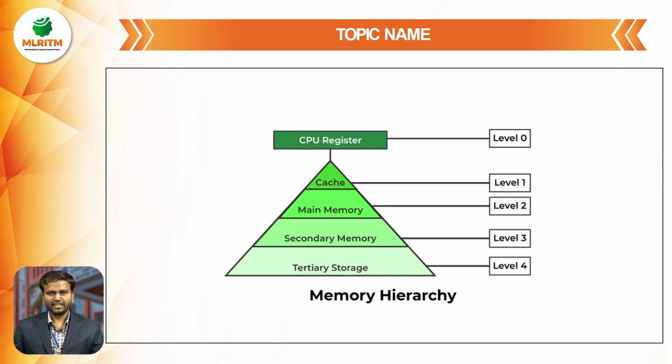Diagrammatically, the CPU registers are represented as level 0. Level 1 is the cache, where junk files are stored. Then the main memory, where instructions are executed, and then secondary memory and tertiary storage. The memory hierarchy diagram is represented here.